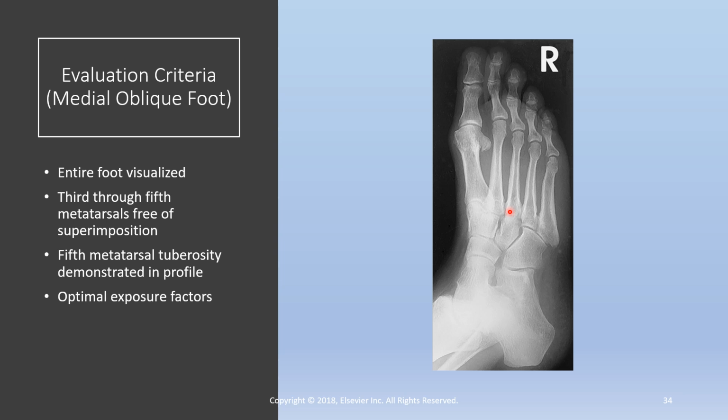Third through fifth metatarsals are free of superimposition. So first and second, there's still some superimposition, but third, fourth, and fifth, with the proper degree of obliquity, there is no superimposition. The fifth metatarsal tuberosity is in profile, and this is a very common fracture site. Very common to fracture that. A lot of your images under the anatomy demonstrated will say must demonstrate tuberosity at the base of the fifth metatarsal. Okay.